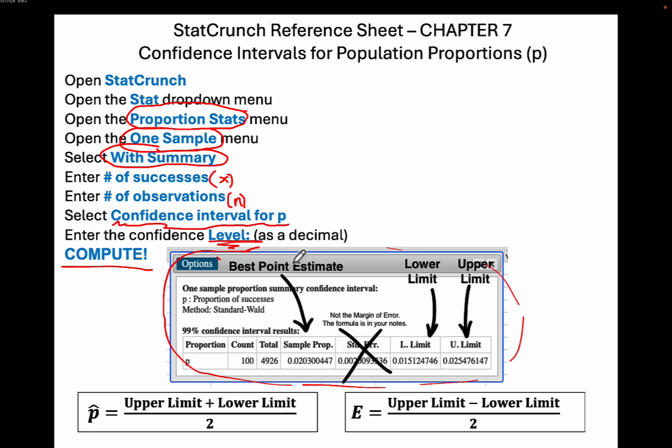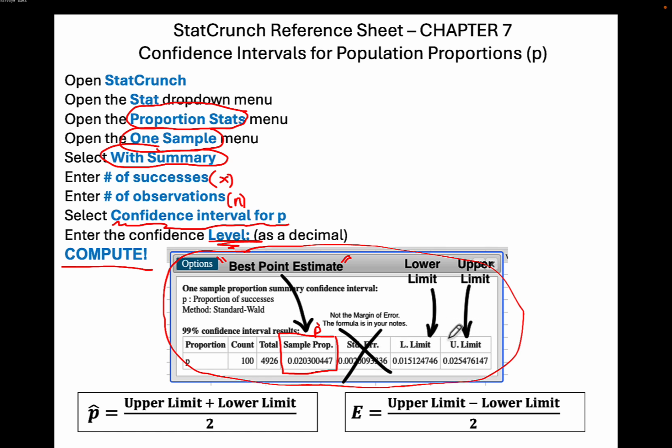The best point estimate, p hat, that we've been talking about, the sample proportion, will be in this cell right here. Column title, sample proportion. This is p hat. Careful with this one. This is the standard error. This is not the margin of error. This cell right here. Don't accidentally use that one when asked the margin of error.